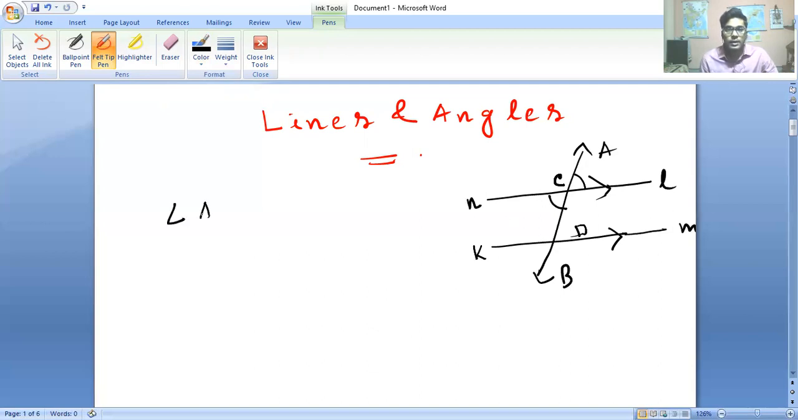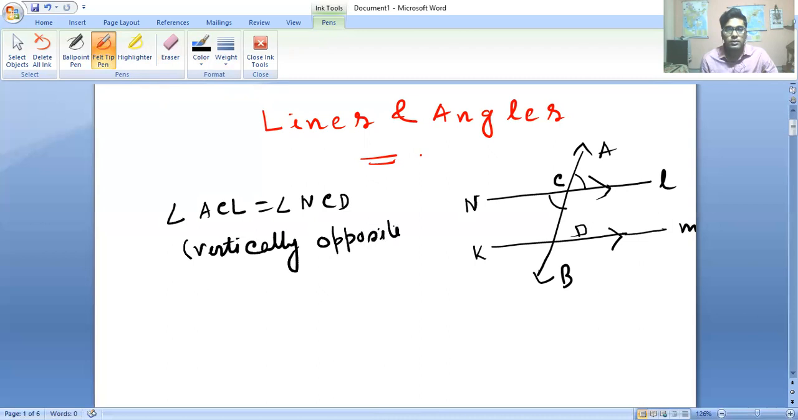Angle ACL is equal to angle NCD. These angles are called vertically opposite angles. Clear? Similarly, these two angles are vertically opposite angles. Okay.